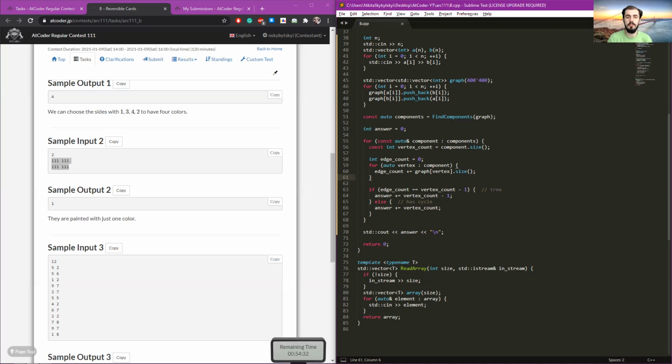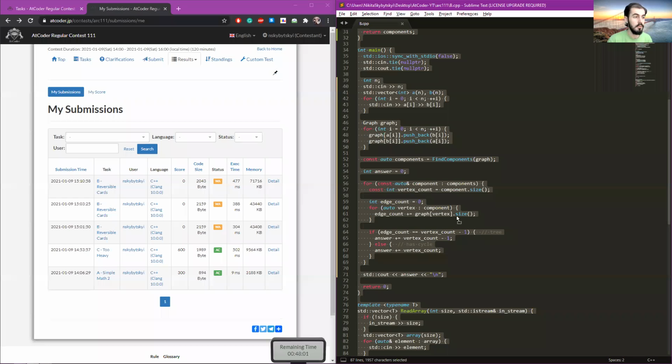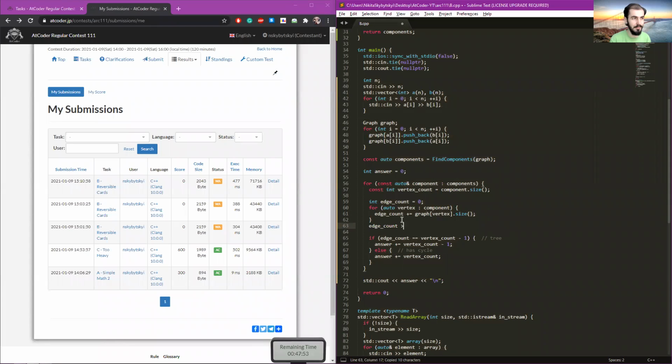Yeah, I think we need to take a break to drink some tea and keep thinking about this problem. Of course, I was very stupid. We duplicate every edge, so edge count has to be divided by 2.